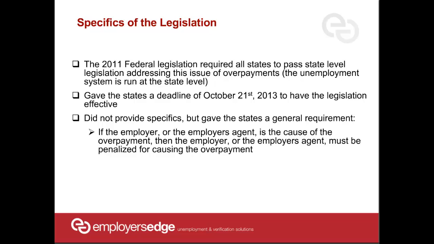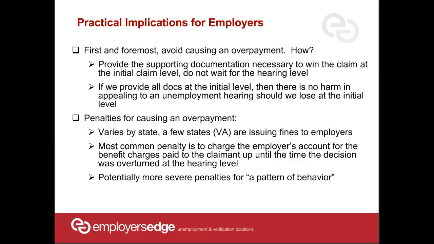So this is just, again, kind of going on with Section 252. Make sure you're providing supporting documentation to win at the initial level. If you provide all docs at the initial level, then there's no harm in appealing to an unemployment hearing. If you fail to provide all the documents at the initial level and you appeal it to a hearing and now all of a sudden you have all this new evidence and all this new testimony you're wanting to add, just be prepared in that unemployment hearing.